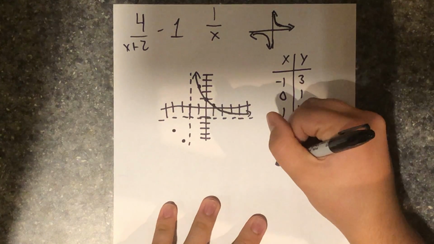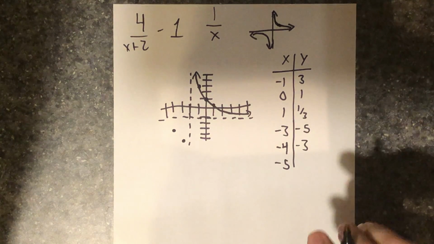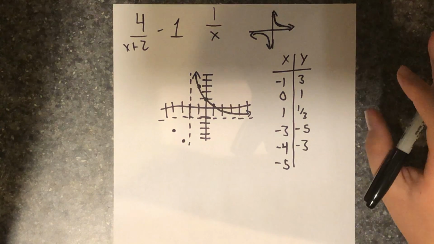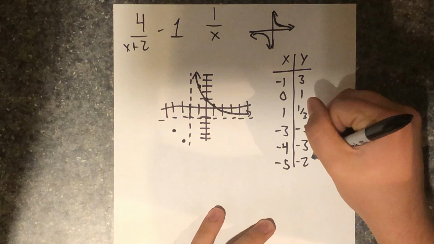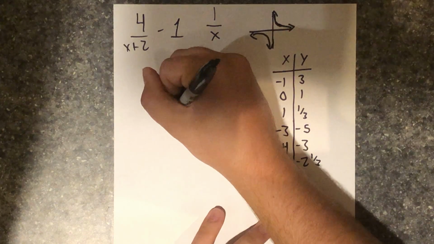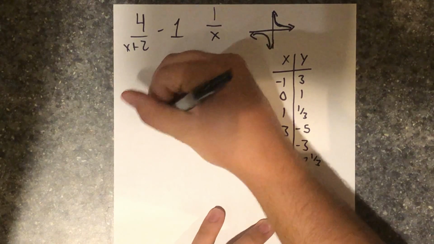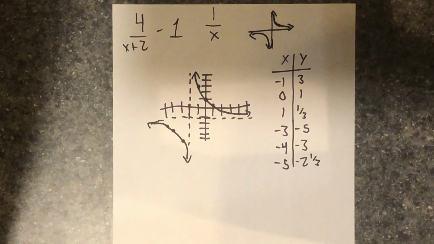And then let's do one more, -5. -5 plus 2 is -3. 4 divided by -3 is -1 1/3. And -1 1/3 minus 1 is -2 1/3. So -2 1/3 would be about right there, and it just keeps getting closer to the horizontal asymptote, doesn't touch it, and the same with the vertical asymptote. And that is what our final graph would look like.